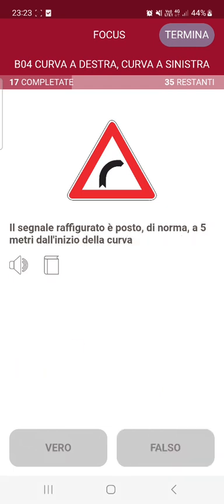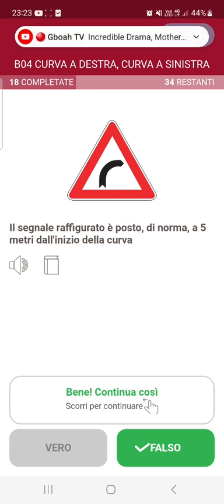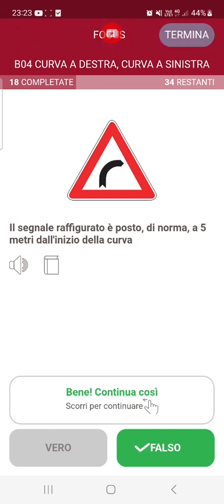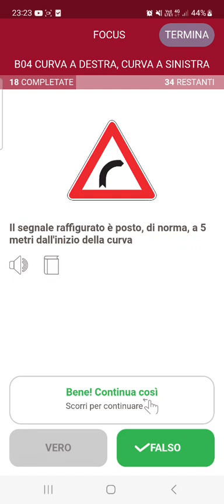Il segnale raffigurato è posto, di norma, a 5 metri dall'inizio della curva. Falso. It's not 5 meters from where the curve starts. When you see this sign, it's 150. Whenever you see this sign, the curve is 150 meters away from you, so it's not 5 meters. So take note, it's falso.